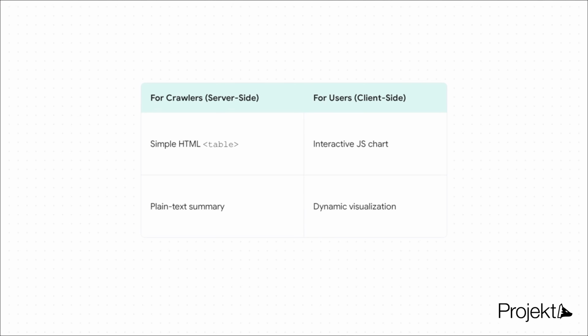A really effective way to do this is with what you can call a mirroring strategy. It's pretty simple. You give crawlers a basic HTML table with all the raw numbers, but for your human users, you can use JavaScript to turn that into a beautiful, rich, interactive chart. This way, you get the best of both worlds: perfect crawlability and a fantastic user experience.